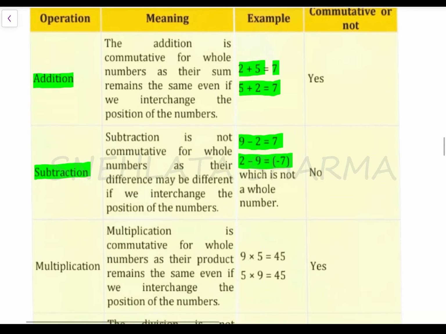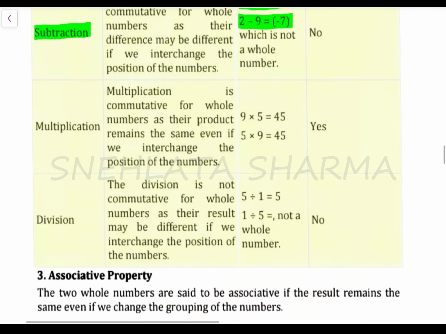Let us now see for multiplication and division. For multiplication, let us take an example 9 and 5. If I multiply 9 and 5, I get the result 45, and the same result is obtained if I swap the position of 5 and 9. Now I am multiplying 5 by 9 and the result is 45 again. So I can say that multiplication is commutative for whole numbers as their product remains same even if we interchange the position of numbers. The next operation is division.